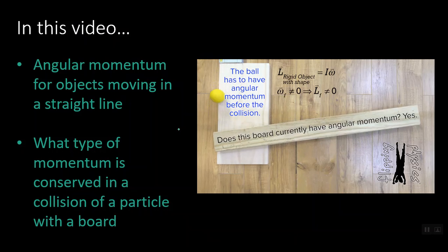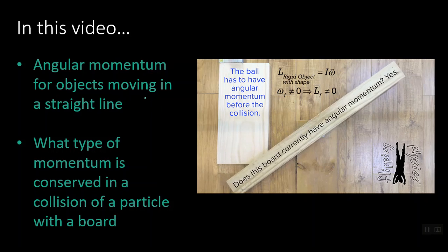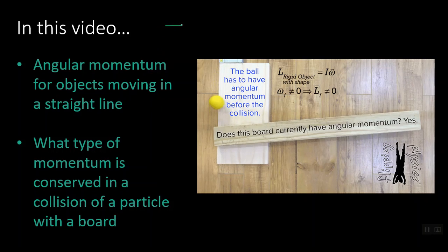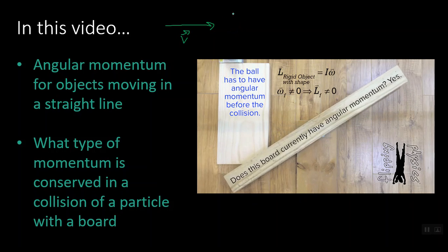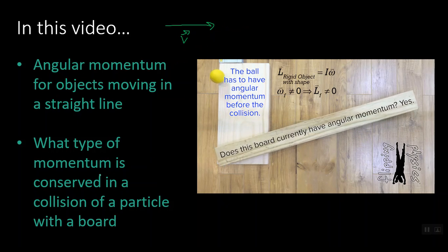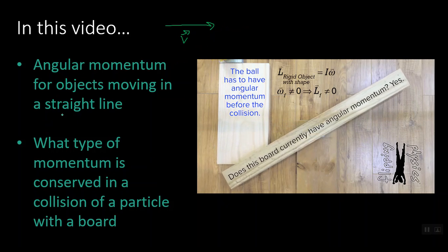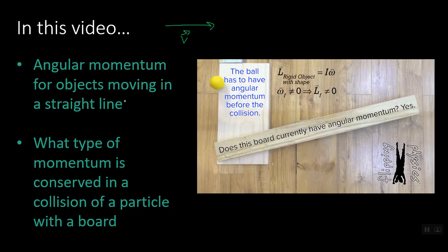So what I'm just going to quickly go over is looking at the angular momentum for objects that are moving in a straight line. As a reminder, even if an object is moving in a straight line, not rotating, we can still describe that object as having angular momentum. And then we're also going to look at what type of momentum is conserved in a collision of a particle with a board.